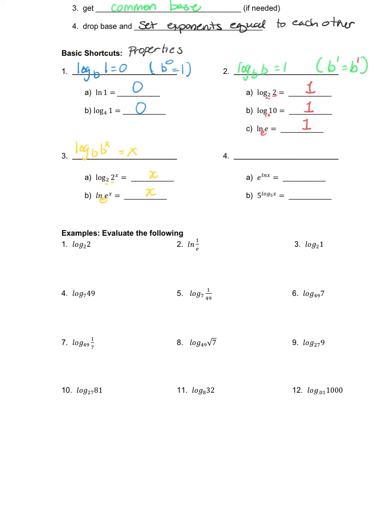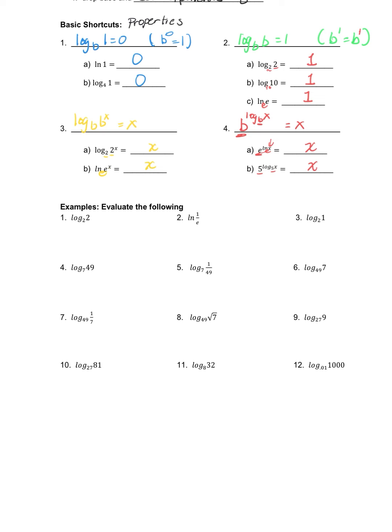Okay, number 4. If we do b raised to the log base b of x, this answer is just x. If you look, this base and this base are the same. So here, e to the ln of x. Those bases are the same, so therefore my answer is just the argument here. Here, base 5 and 5, they're the same, so my answer is just the argument of x.